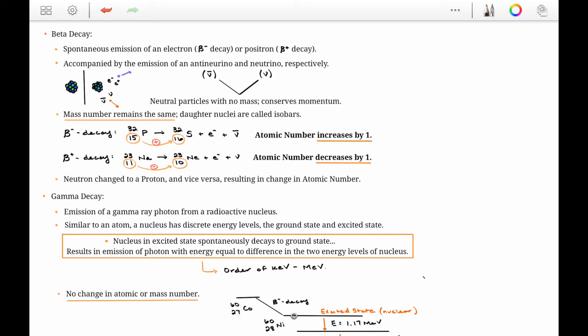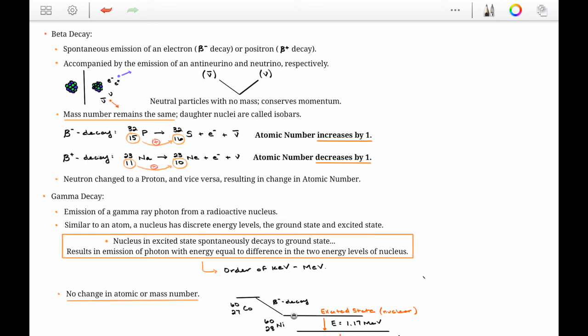So in this first example, we have a phosphorus nucleus with 15 protons, and what's actually occurring in the beta decay is that a neutron is being changed to a proton. And so that results in an increase in atomic number by 1. Whenever we're changing the number of protons, we're going to change the element in question. So this phosphorus nucleus is actually going to become a sulfur nucleus, and this beta decay is accompanied by the emission of the electron and an antineutrino.